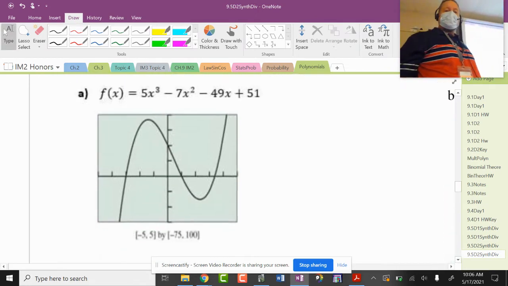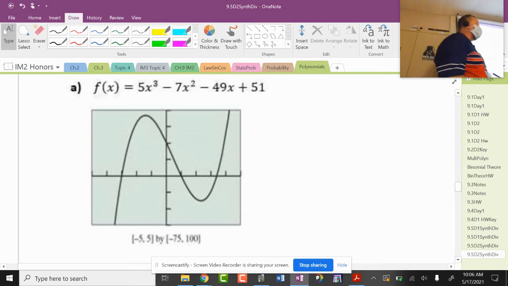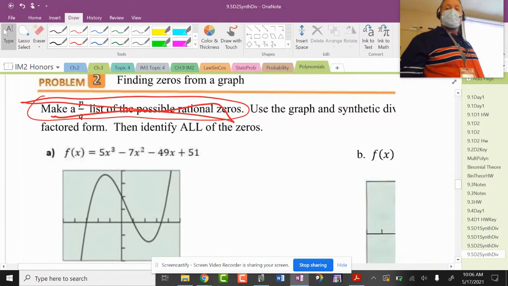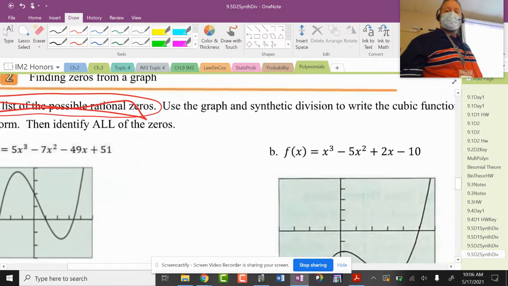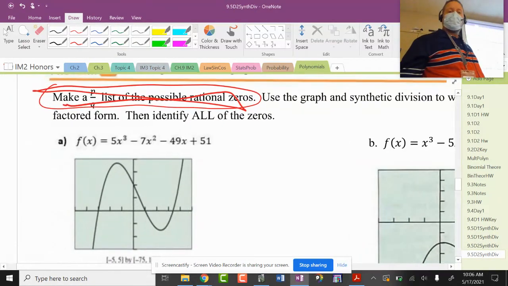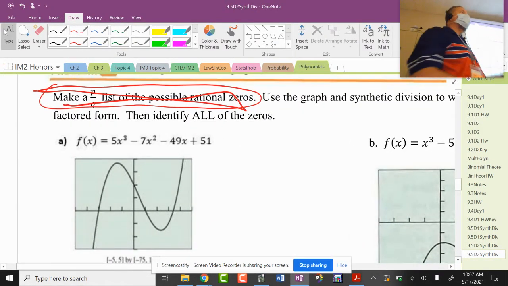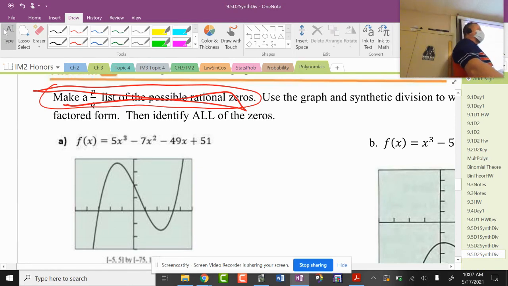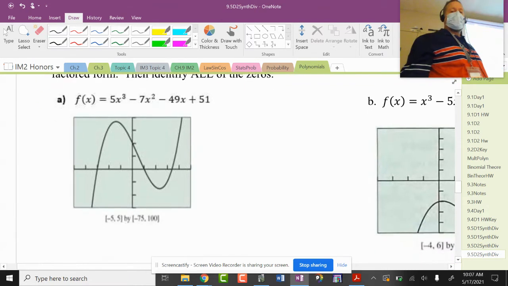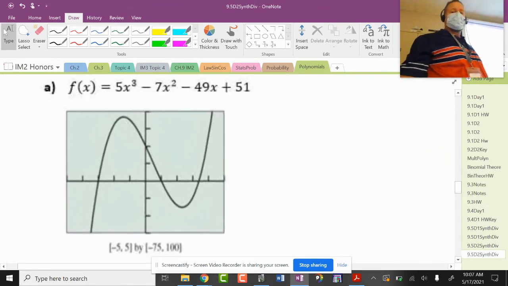Okay, so imagine we don't have that picture, and I ask you the next part. Use the graph and synthetic division to write the cubic function in factored form. Then identify all the zeros. So I must write it in factored form and find the zeros. You could do it in reverse. That might be smart. Get the zeros and then turn them into factors. That might be a good idea as well. No rule on that. Okay, but let's make this happen.